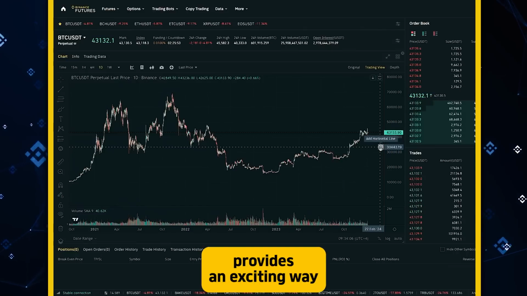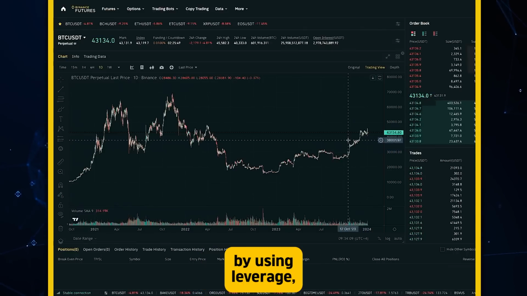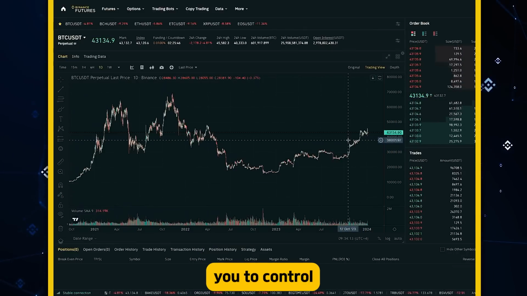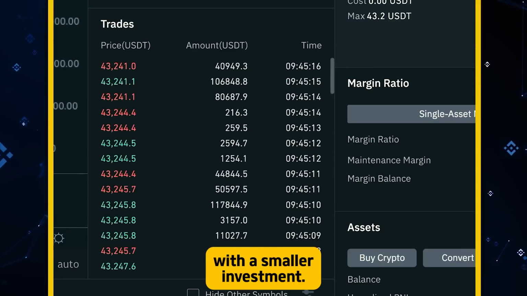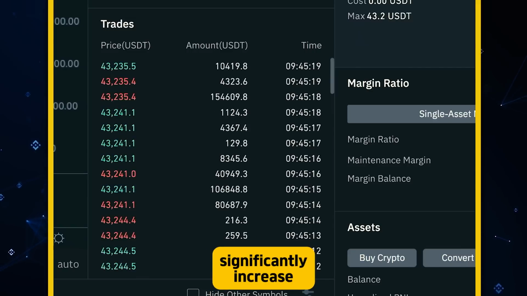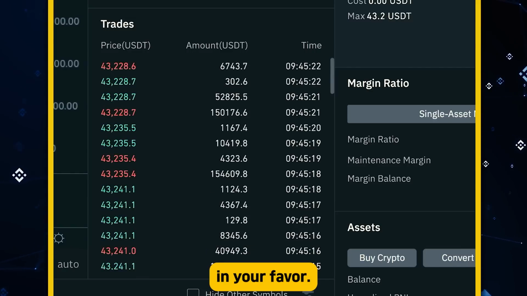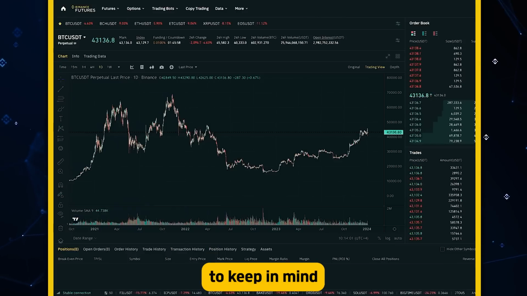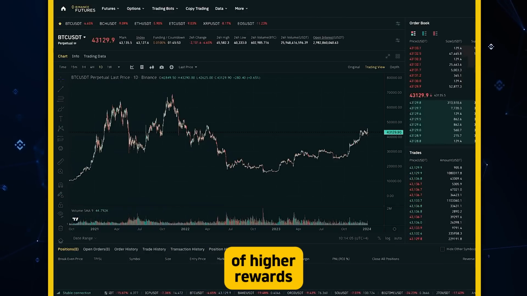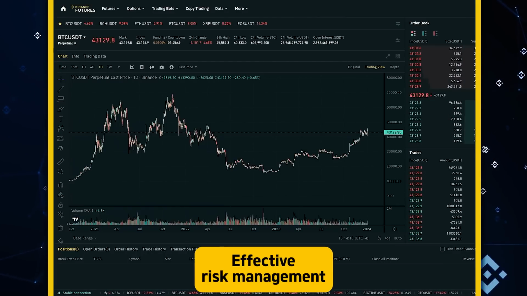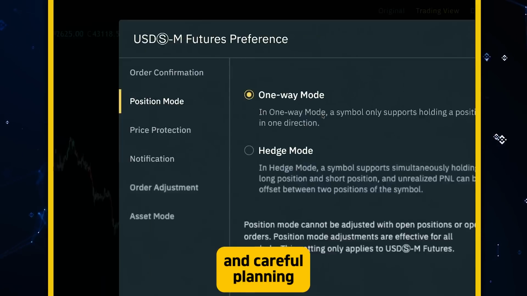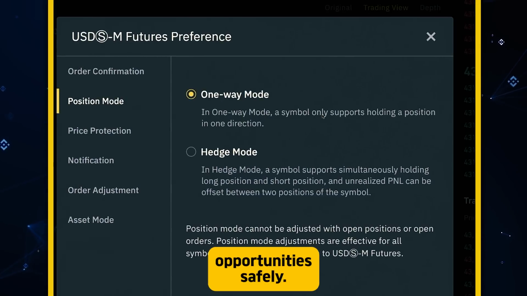Futures trading provides an exciting way to boost your potential gains by using leverage, which allows you to control a larger position with a smaller investment. This can significantly increase your profits if the market moves in your favor. However, it's important to keep in mind that with the possibility of higher rewards comes greater risk. Effective risk management and careful planning are crucial to navigating these opportunities safely.